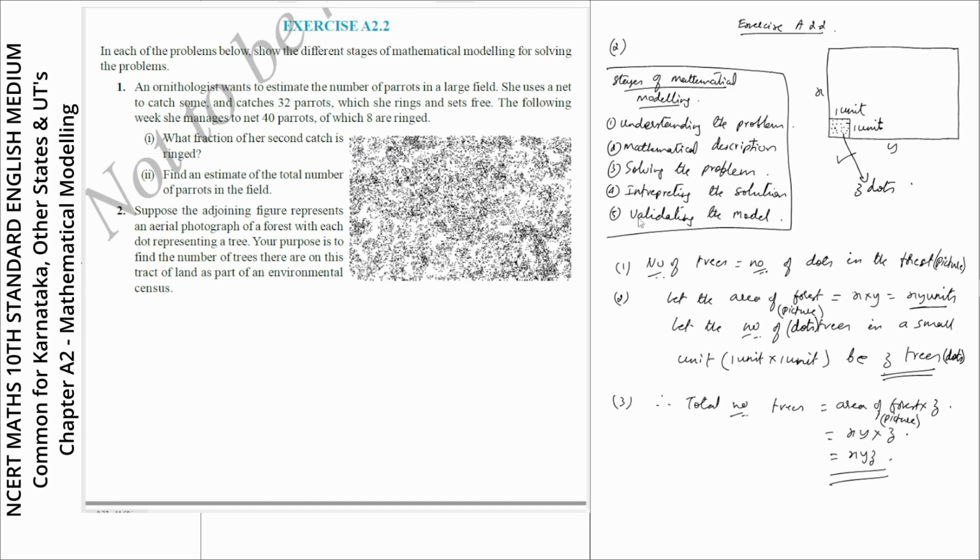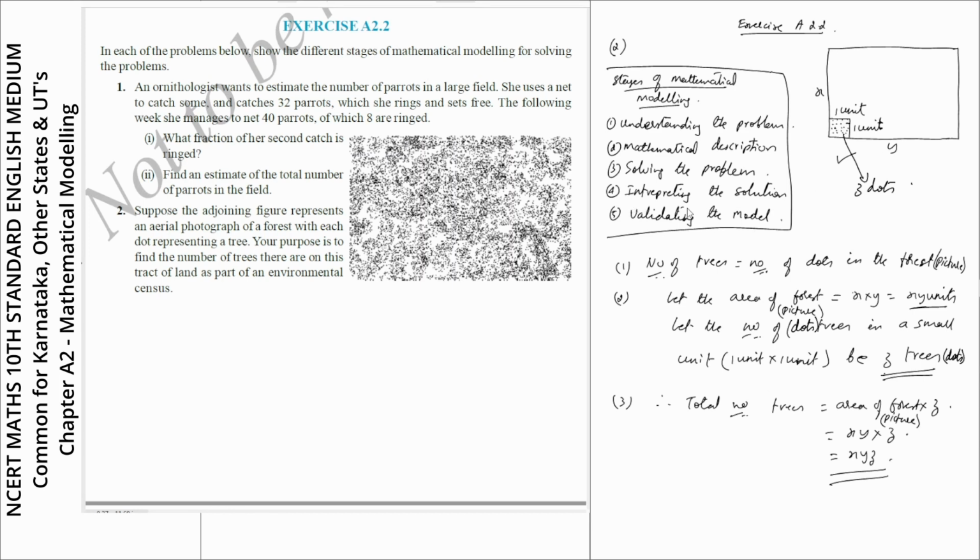So the third point is nothing but solving the problem. Here we are solving that problem. Total number of trees is equal to the area of the picture, so the area of the picture is x into y. When we multiply the area by z, where z is the number of dots in this small area, x into y into z gives the total number of dots in this whole picture, and the total number of dots is equal to the total number of trees in the forest.